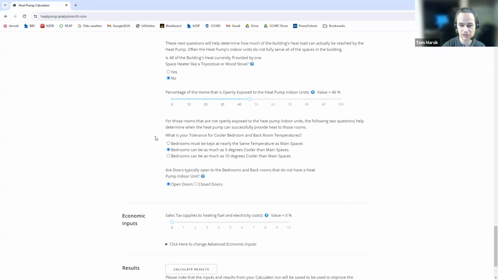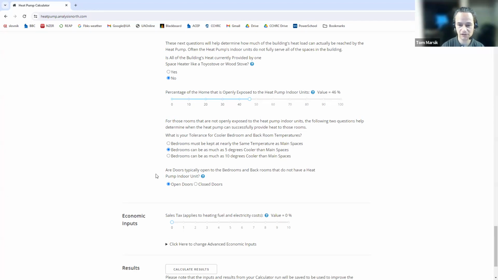Now, what is your tolerance for cooler bedroom and backroom temperatures? So I'm going to go with the default of bedrooms can be as much as 5 degrees cooler than main spaces. That way, if your heat pump is installed in one of the main spaces, and you allow the bedrooms to be as much as 5 degrees cooler, then some of the heat that's originating from the heat pump in the main space is going into those bedrooms and heating those also.